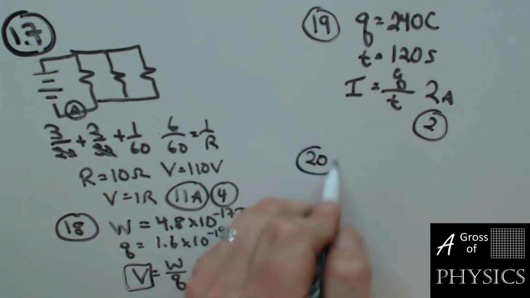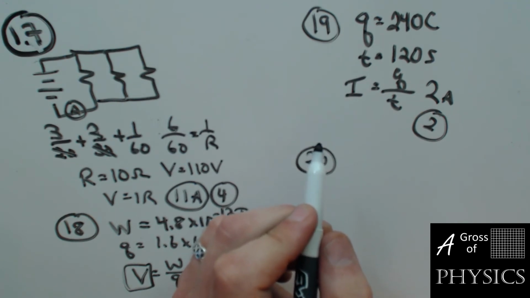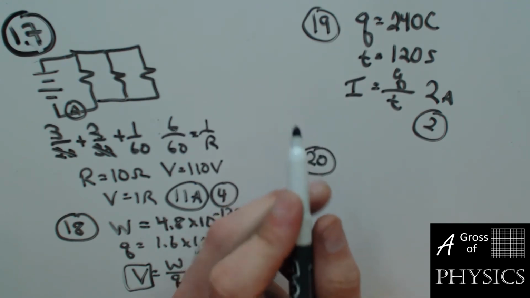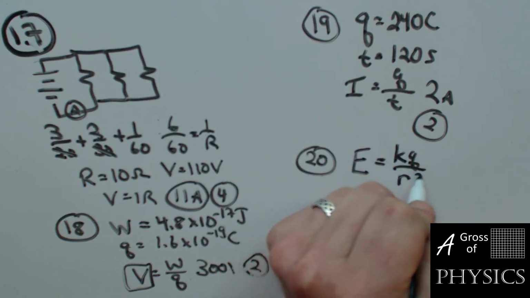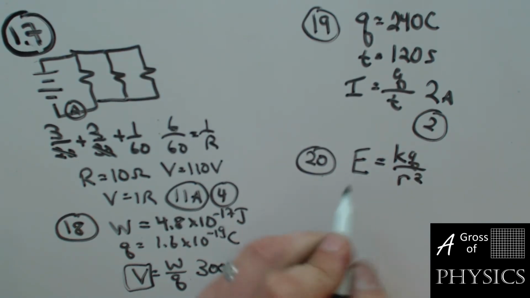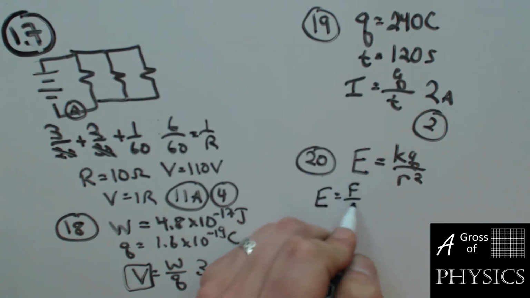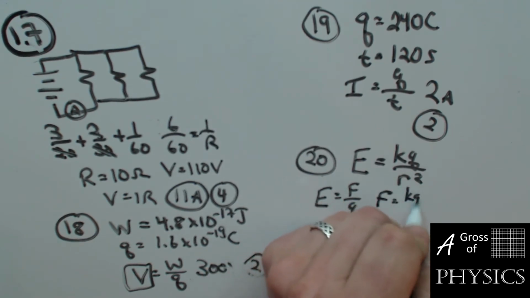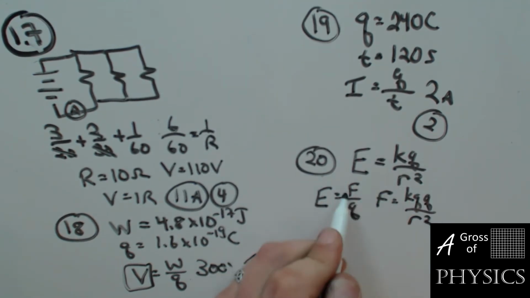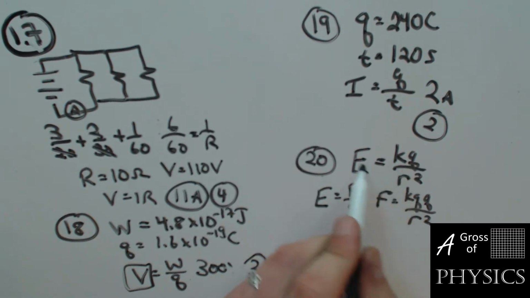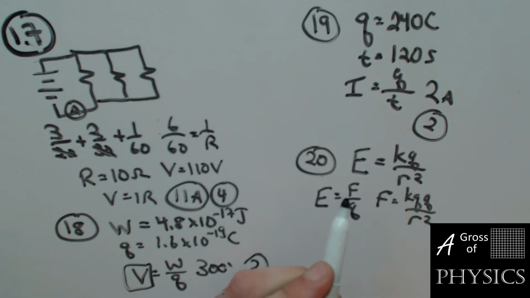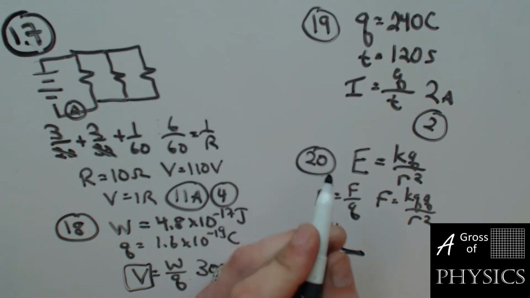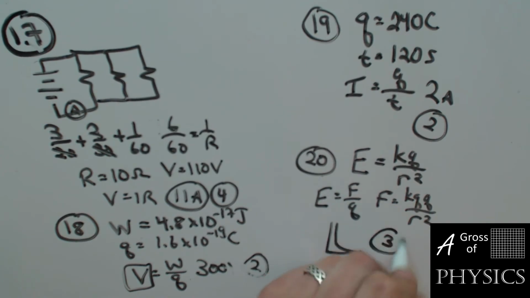And now for 20. Which graph represents the relationship between the strength of an electric field and the distance from a point charge? Well, I know that E is KQ over R squared, which is a combination of the equations E equals F over Q and F equals KQQ over R squared. And when you put this here, one of the Q's cancels. So for distance, it's an inverse square relationship. So as you get farther, you have an inverse relationship, so it should look something like that, and the closest one to that is choice 3.